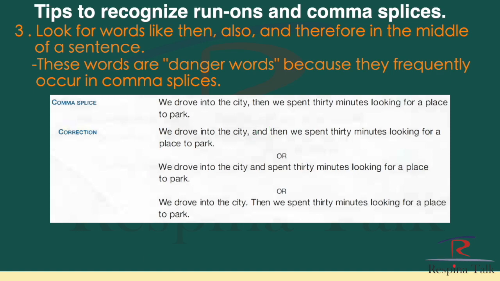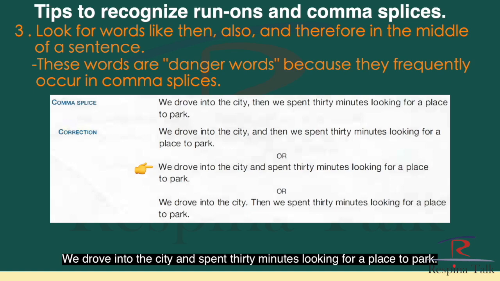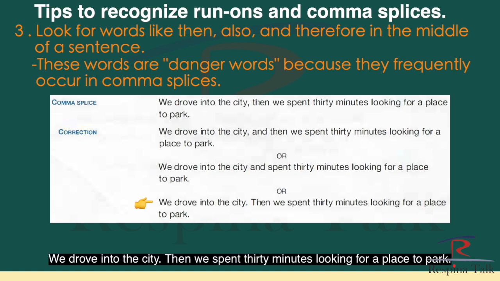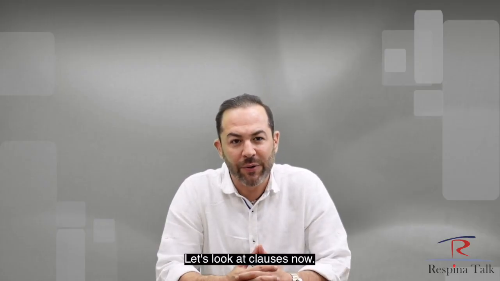Another way, we drove into the city and spent 30 minutes looking for a place to park. Or, we drove into the city, period. Then we spent 30 minutes looking for a place to park. Let's look at clauses now.